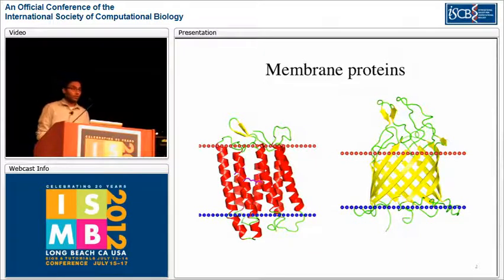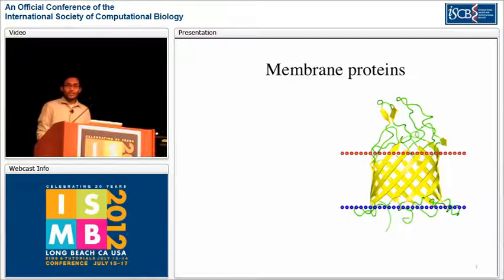So generally when there are talks on membrane proteins, you see these two structures, alpha helical ones on your right-hand side, and then the yellow ones, the beta barrels. And then generally the presenter says, now we will talk about beta barrels.